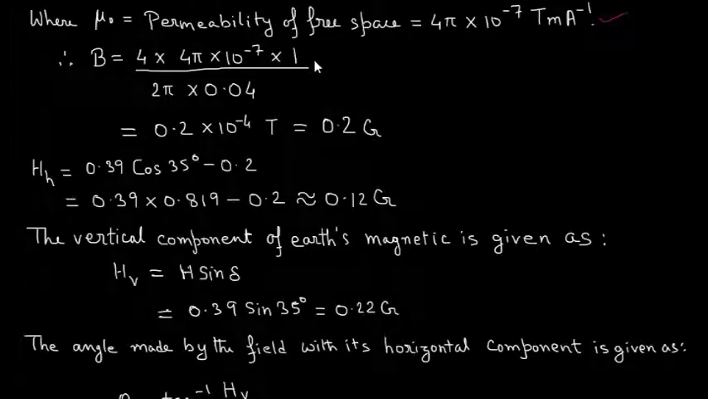Therefore, B is equal to 4 multiplied by 4π multiplied by 10 to the power minus 7 multiplied by 1 upon 2π multiplied by 0.04. Upon solving, we get 0.2 multiplied by 10 to the power minus 4 Tesla, which is equal to 0.2 G. HH is equal to 0.39 cos 35 minus 0.2. Upon solving, we get 0.39 multiplied by 0.819 minus 0.2, which is approximately equal to 0.12 G.